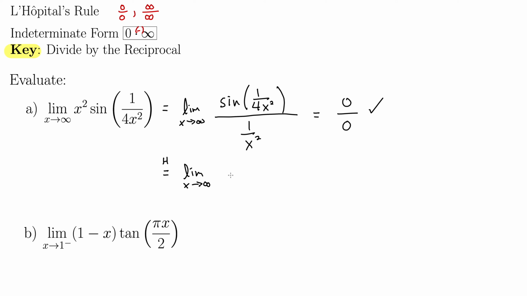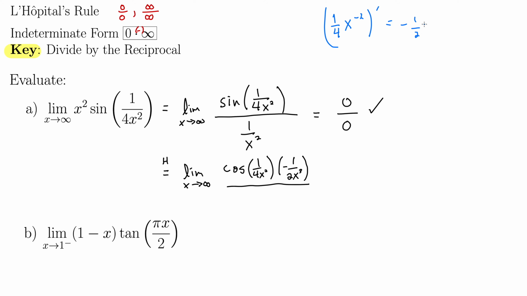Okay, what's the derivative here? Well, derivative of sine is cosine. Cosine 1 over 4x squared times negative 1 over 2x cubed. Now, where did that come from? Well, I used the chain rule on the inside of this function here. So what's the derivative of 1 over 4x squared? Let's just do that on the side real quick. I'm going to rewrite it as 1/4 x to the negative 2. And we're doing the prime of that. Well, now we can see that it's negative 1/2 x to the negative 3. Okay, so that's where that came from.